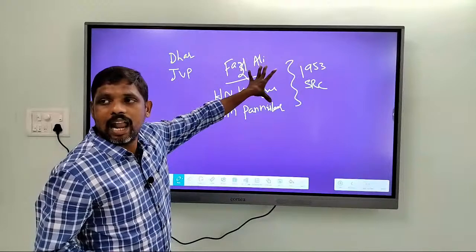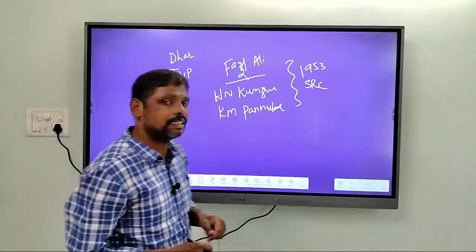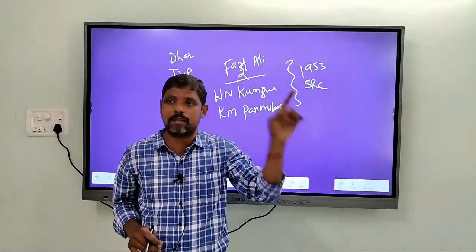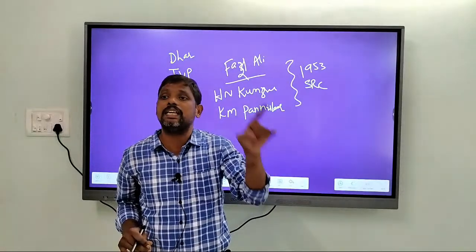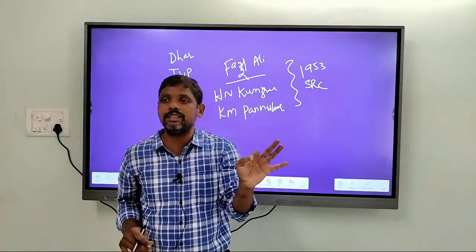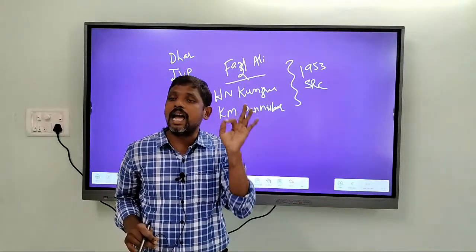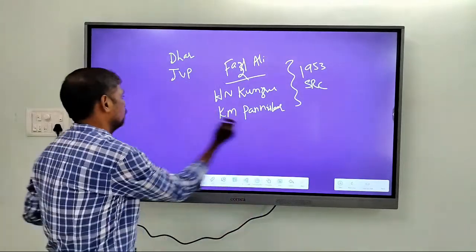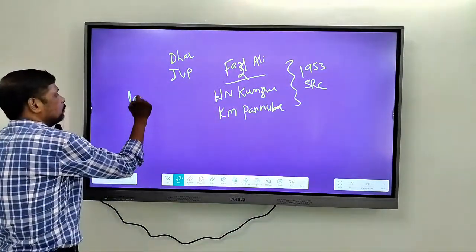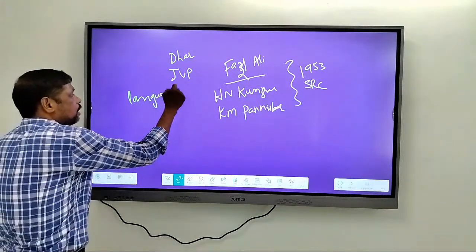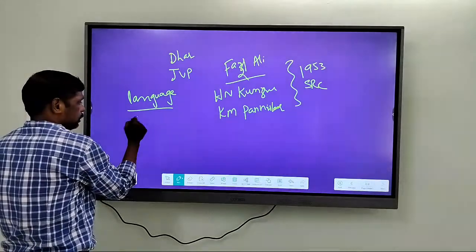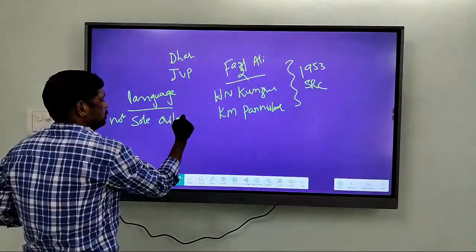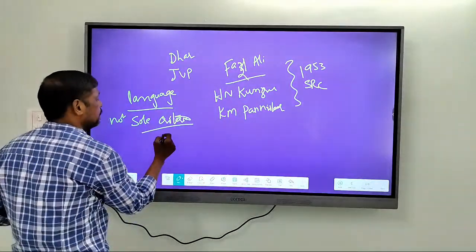Initially, language was used as the criterion for creating states in India. But remember, both the first SRC and the then Law Minister of India, B.R. Ambedkar, were very cautious about using language as the criterion. That means even the first SRC said that language should not be the sole criterion for creating states in India.